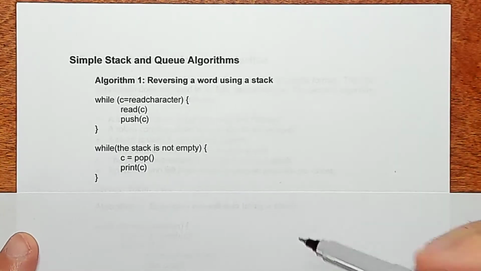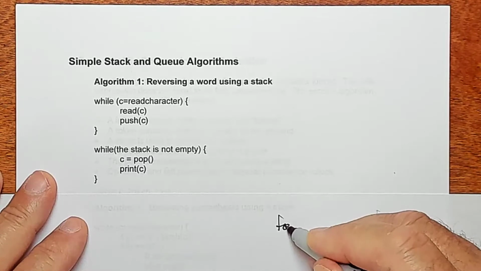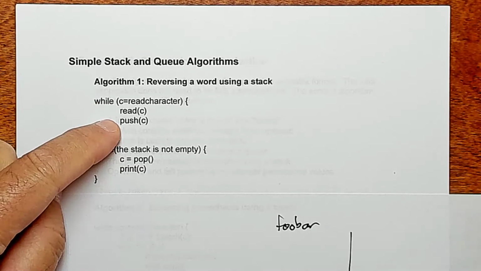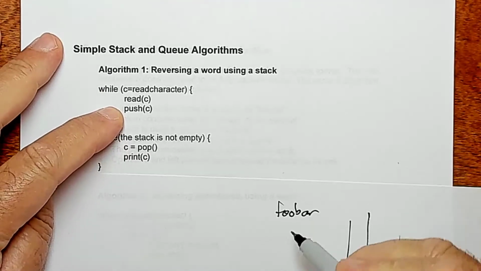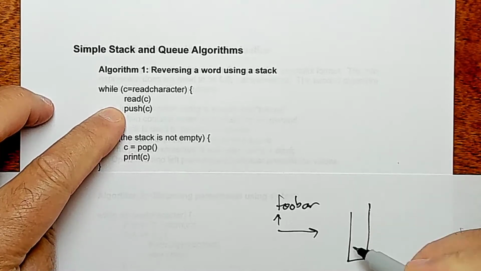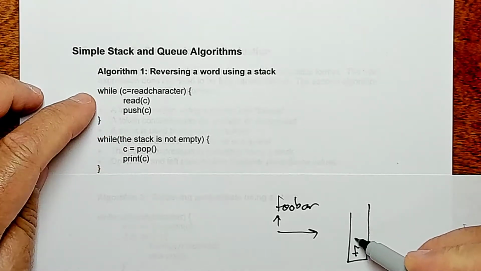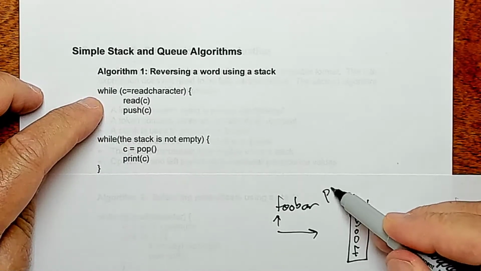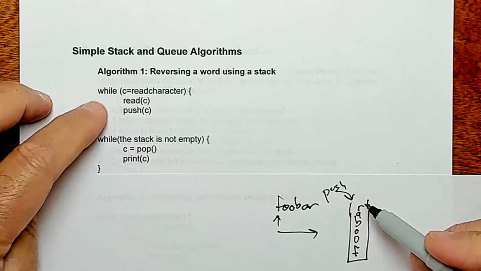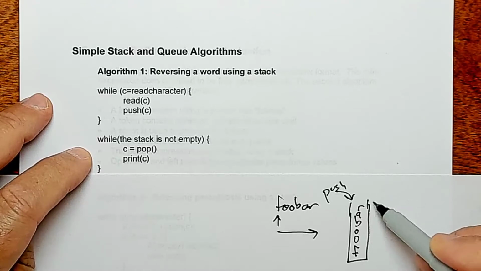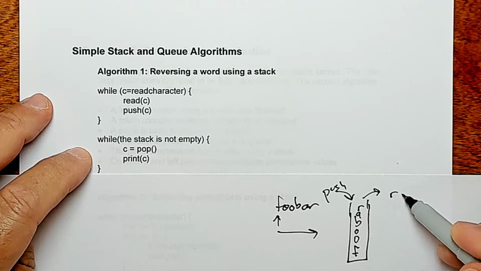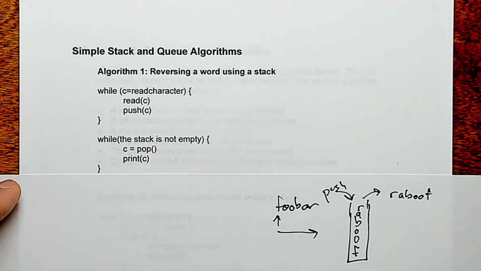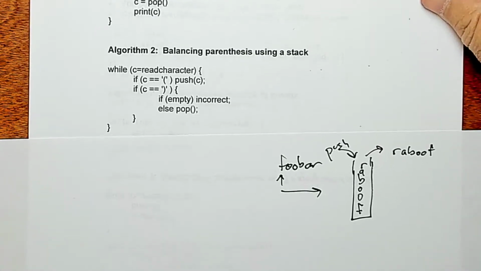So let's say I had foobar. I could read each one of these characters and push it onto a stack. So F, I'd push F on there, and keep going around: O, O, B, A, R, just by pushing in a loop. Then after that loop is done, you go to the next loop where you're just popping, and they're going to come off in opposite order: R, A, B, O, O, F, raboof. Okay, just a simple algorithm using a stack that will reverse the characters.